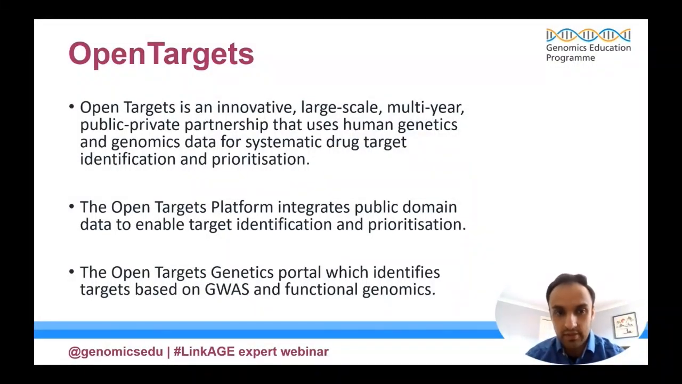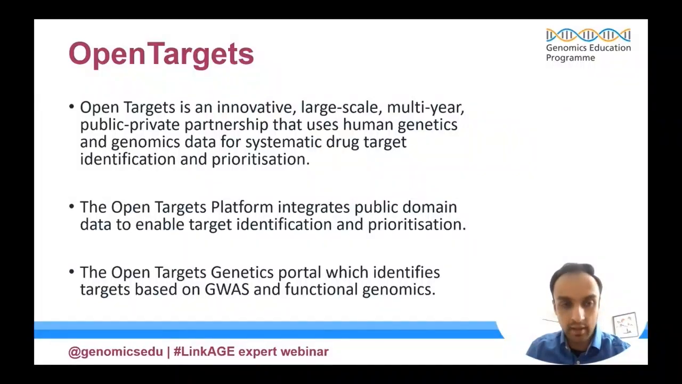huge scale partnership that uses human genetics and genomics data to allow systematic drug identification and drug target identification and allows prioritization. So when I earlier talked about target validation, this is a really effective platform to help us with target validation. The OpenTargets platform integrates public domain data, so lots of, for example, trial evidence to enable target identification and prioritization. And the genetics portal within OpenTargets identifies targets based on both genome-wide association studies as well as functional genomic studies. It is a really effective method of aiding with target validation and is really key to the development of my algorithm.